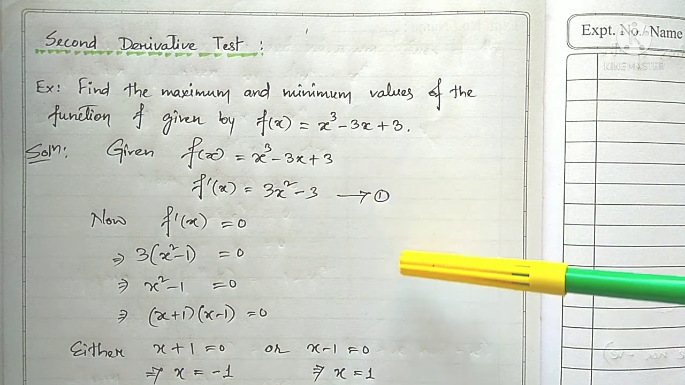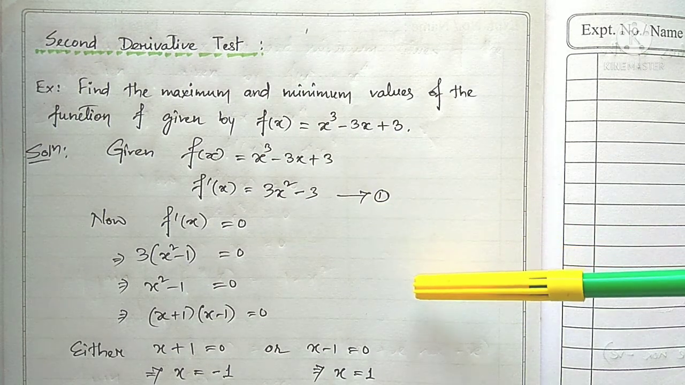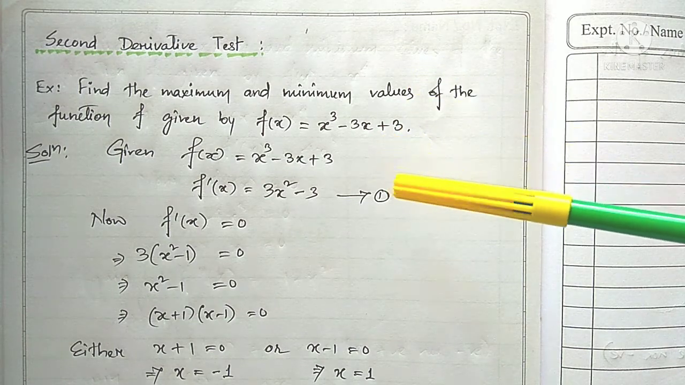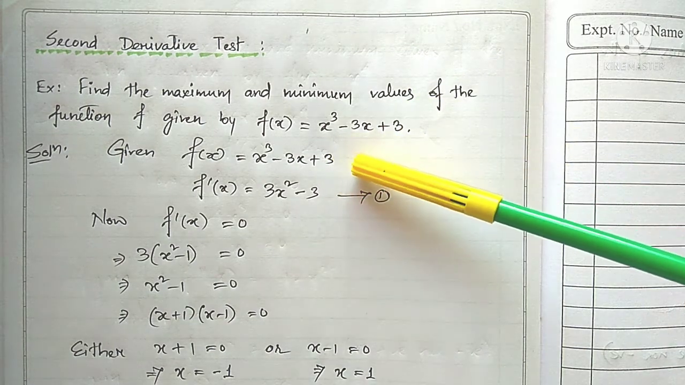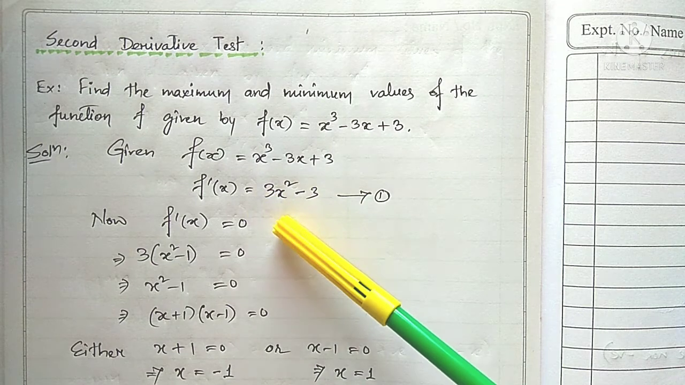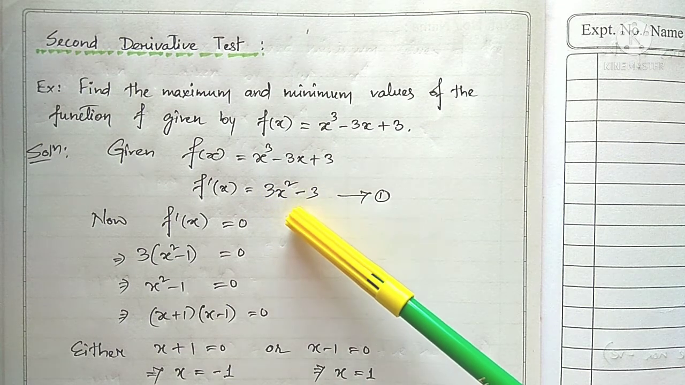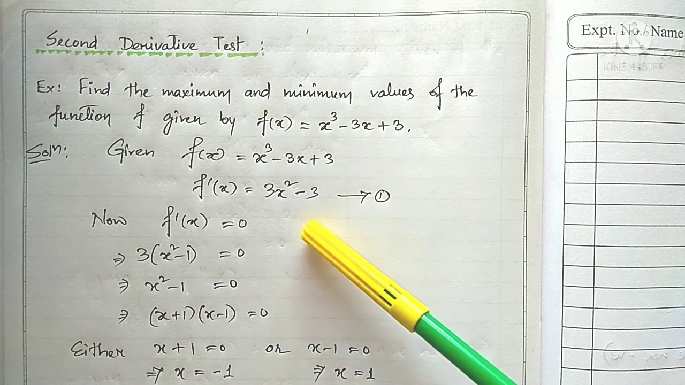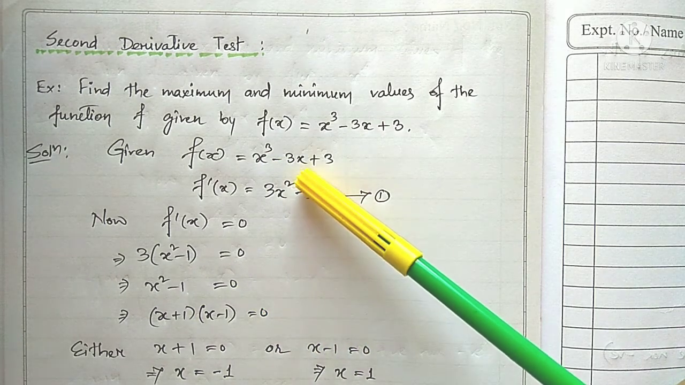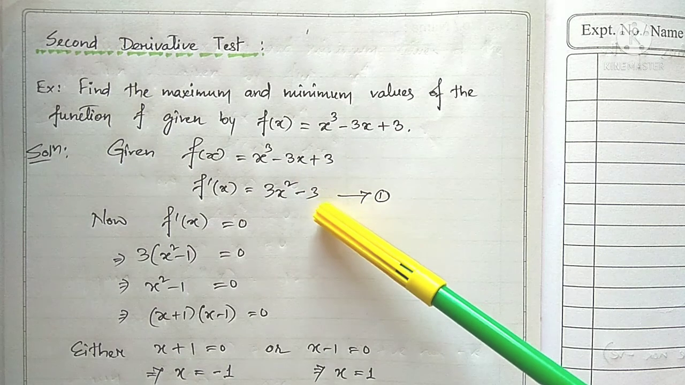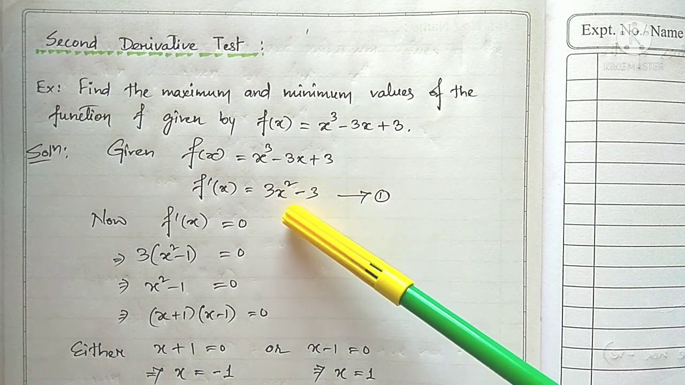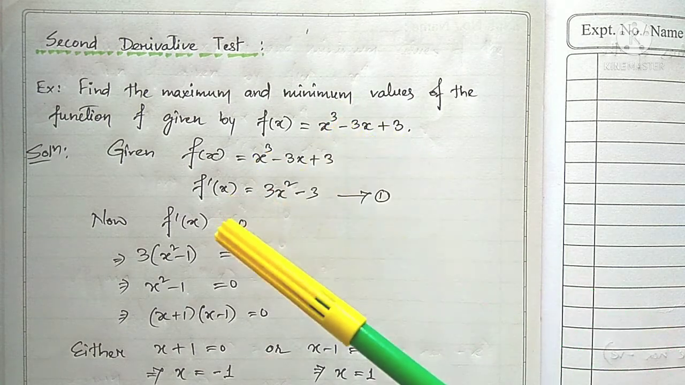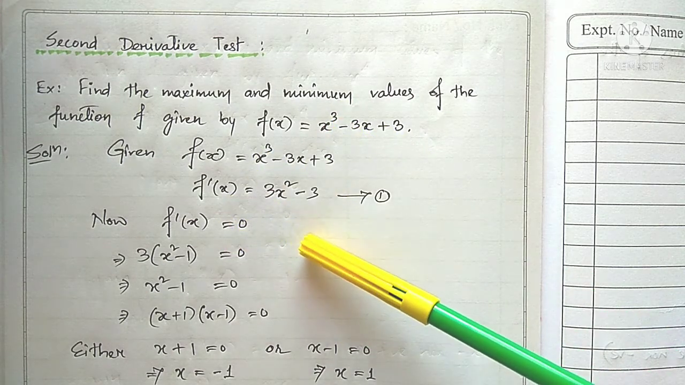The first step is to differentiate this with respect to x, because the function is given in x. If we differentiate with respect to x, we can write f dash of x equals, for x cube the derivative is 3x square, and for 3x the derivative is simply 3. So we write f dash of x equals 3x square minus 3. Is it clear? Okay.